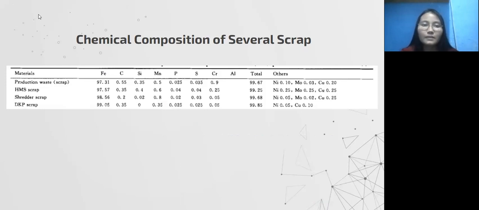This is the chemical composition of several scraps. In the chemical composition of scrap, there are tramp elements that are not expected to be charged into the electric arc furnace. So we should do some preparation to remove or to minimize the tramp elements such as nickel, molybdenum, and copper.